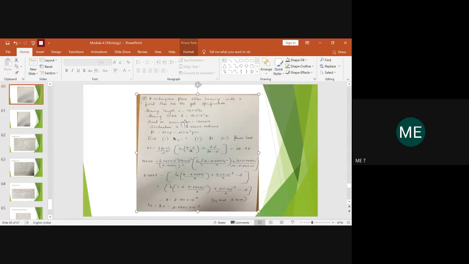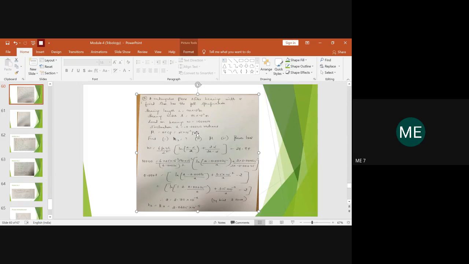The load on the bearing is given as W, which is 18,000 Newton. Apart from that, they have given the inclination angle alpha, which is minus 0.00035 radians. Along with that, the viscosity of the lubricant is given, which is 45 centipoise. This you have to convert into Pascal second, so you multiply it by 10 raised to minus 3.